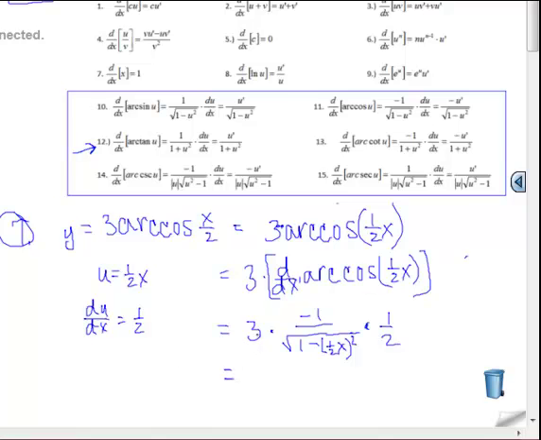So just simplify this now. I'm going to get 3 times -1 times 1, which is -3 on the top, and then all over 2 times the square root of 1 minus. I could go ahead and distribute that 2 to get 1/4 x to the second. Okay, so there we have it.